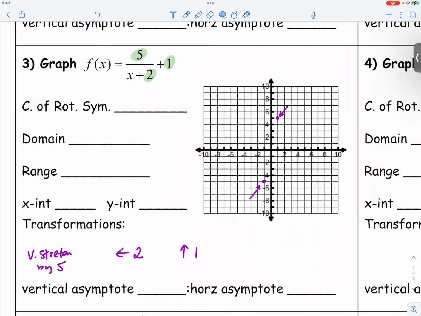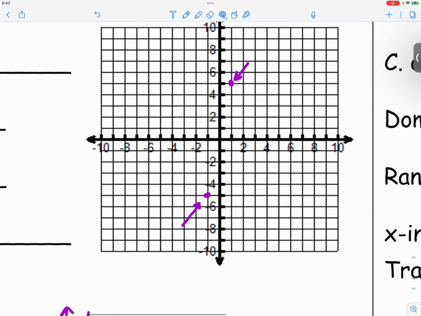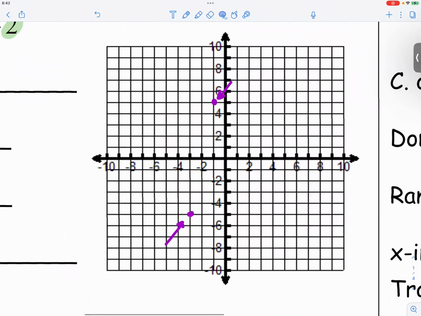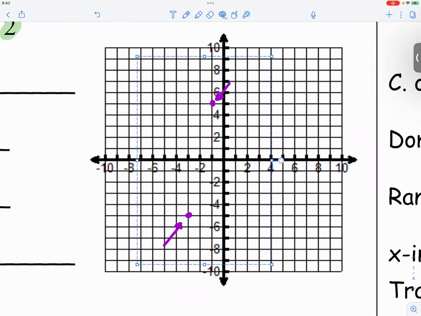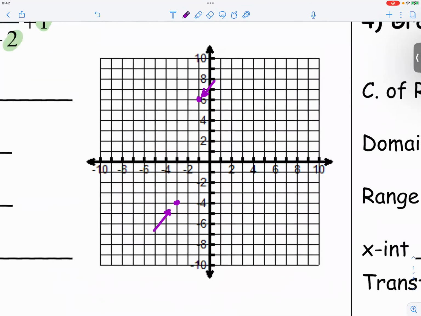And then we will shift to the left by 2 units. That would impact both. So we go to the left 2 units. And then we'll move up 1 unit. Okay, so these are the points. And now I want more evidence to make myself comfortable with these 2 dots.